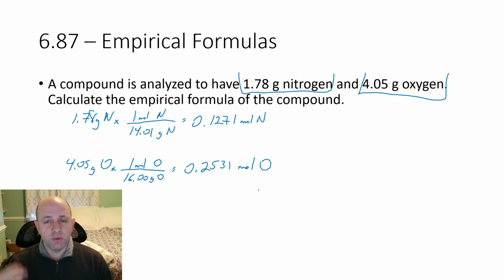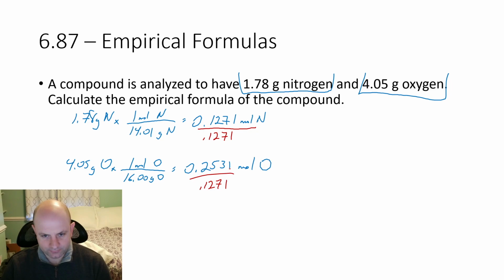Step 2 is we want to get our ratio. We need, is it 1 to 1, 2 to 1, 3 to 1? We need the 1, so we find the smaller number of moles and divide by that. So in this case, the smaller number of moles is the nitrogen. So we'll divide both by 0.1271. All right. So this will be 1 nitrogen. And this looks to be about 2, but I'll do the division just to double check. Divided by 0.1271. Yeah, it's 1.99. 1.99 is 2. So that's 2 O's.